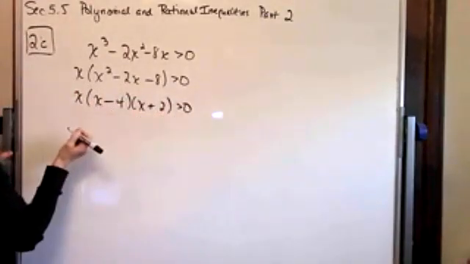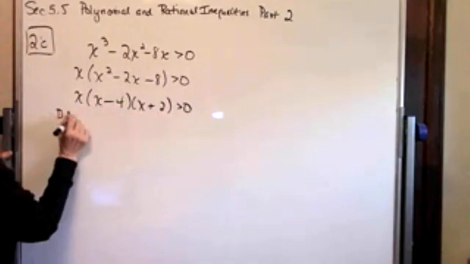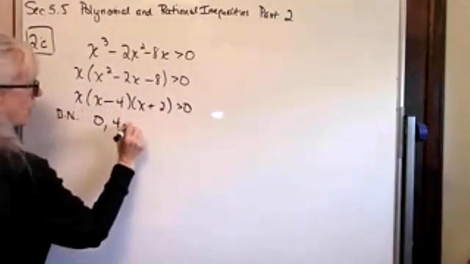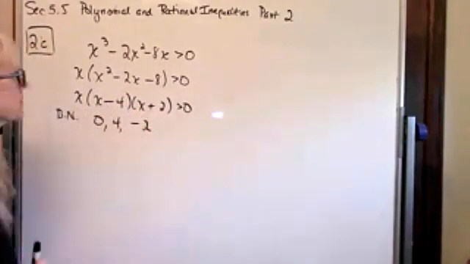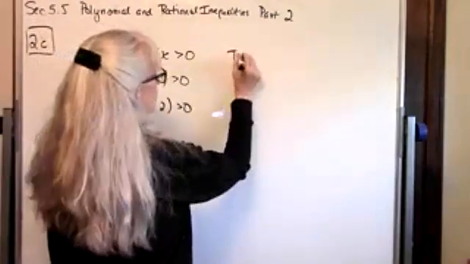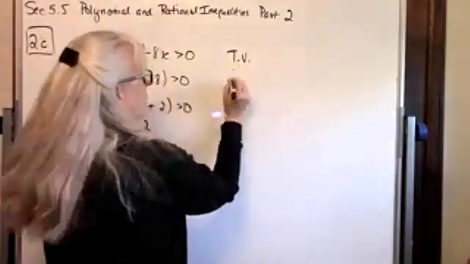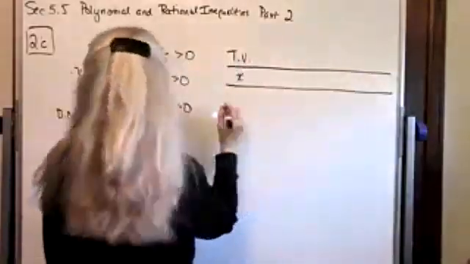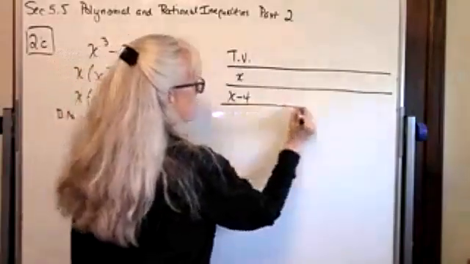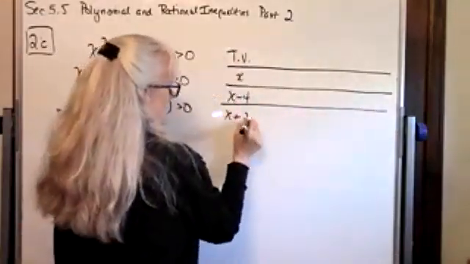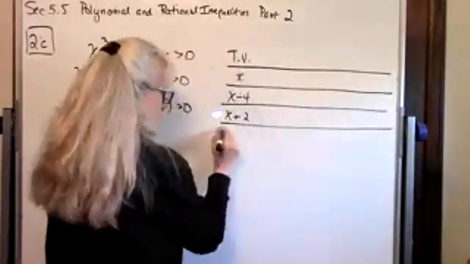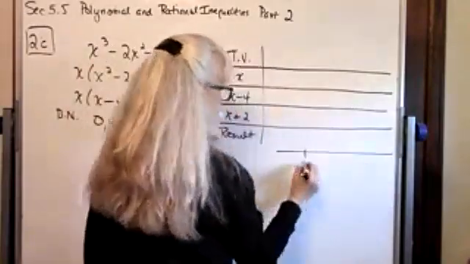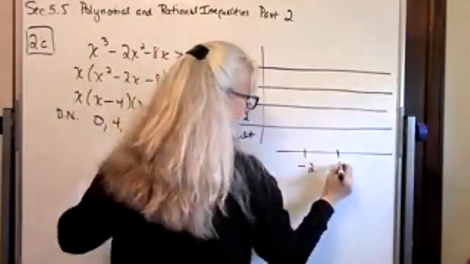Okay, let's come in and find our boundary numbers. So our boundary numbers are going to be a 0 from the x out in front, a positive 4 from the x minus 4, and a negative 2 from that x plus 2 as a factor. Then we'll build our sign chart. So our test value, x is a factor. We have x minus 4 is a factor. It doesn't matter in what order you list them, x plus 2. So if you want to list them in a different order, please do. We have our result and our number line. This time our number line in numerical order has a negative 2, a 0, and a 4.